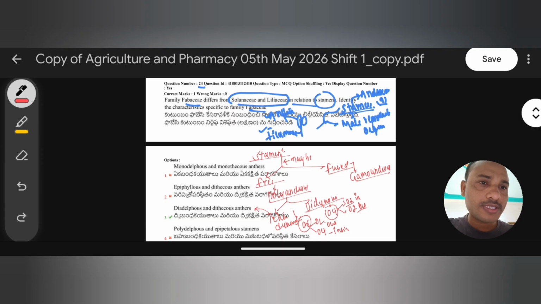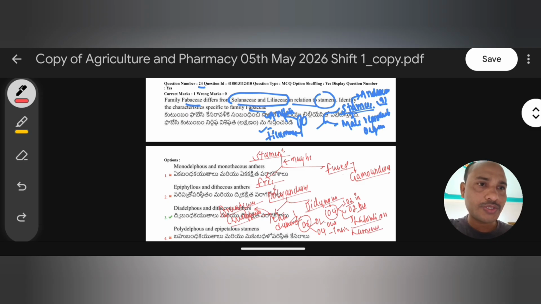Do you know tetradynamous is a characteristic feature of Brassicaceae family members? Brassicaceae means Cruciferaceae family. Tetradynamous is the characteristic of Cruciferaceae, and didynamous is a characteristic feature of the Labiatae or Lamiaceae family, like Ocimum sanctum.